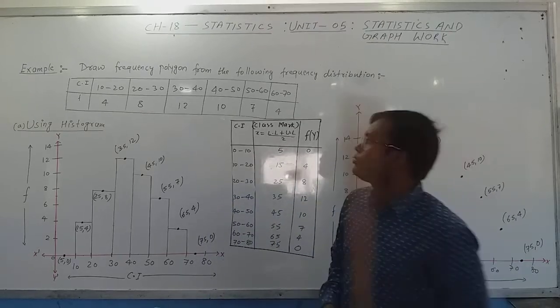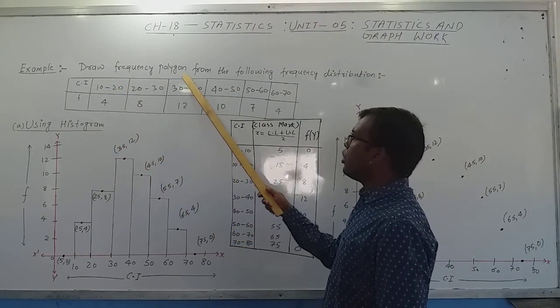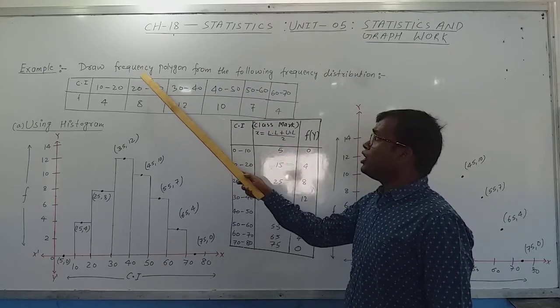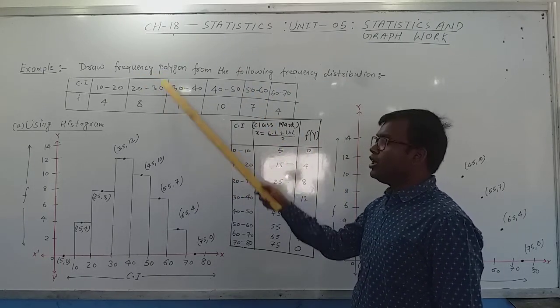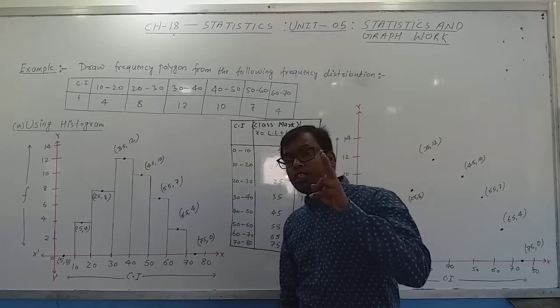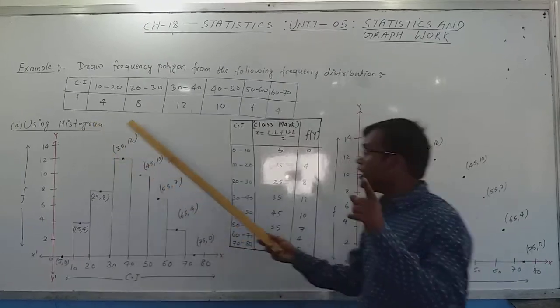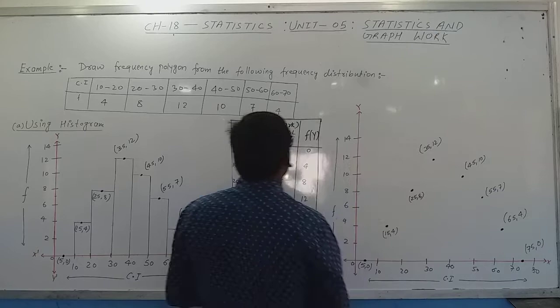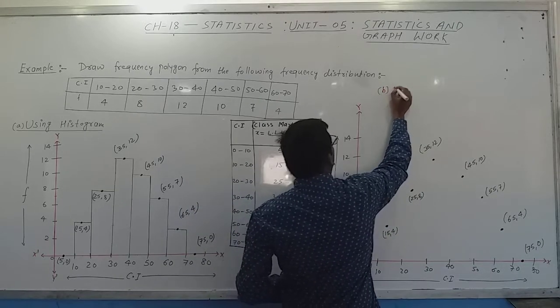See here. Draw a frequency polygon from the following frequency distribution. Now we have to draw a frequency polygon. You remember it was of two types. First, using the histogram, and the second one is what? Without using the histogram. This is the B part.